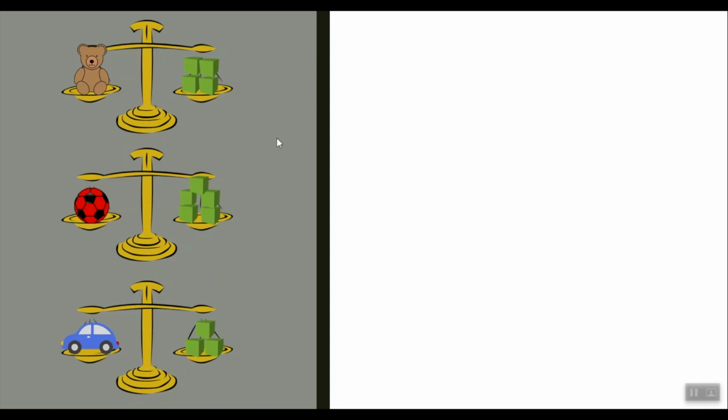There are 3 pen balance scales, each holding a toy on one side and some blocks on the other side. What else do we notice? I notice that all the pens on these scales are balanced. So, what do we understand from this? We understand that the weight of the things on either side of the balance is equal. The toy on one side is the same weight as the blocks on the other side.